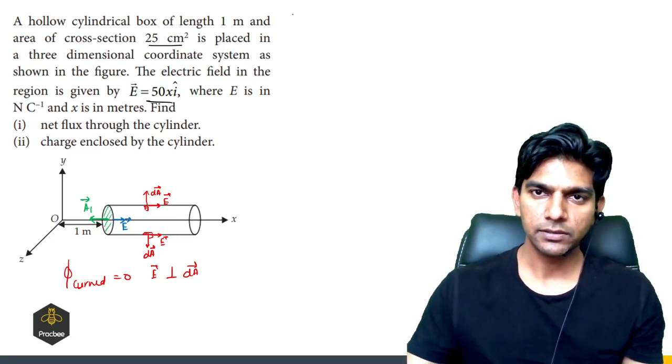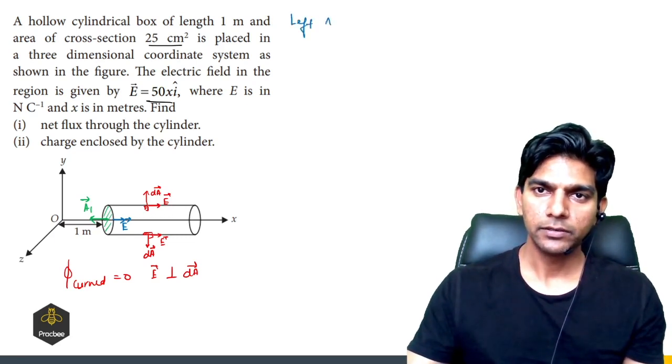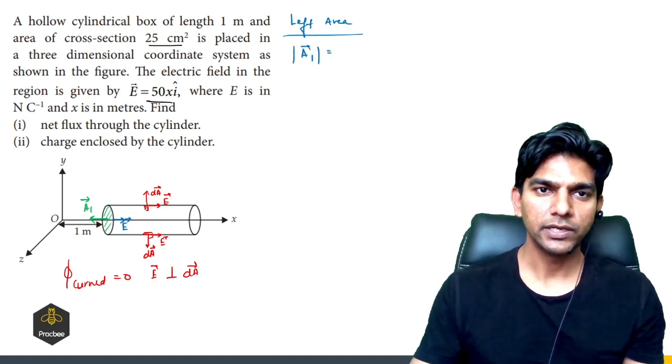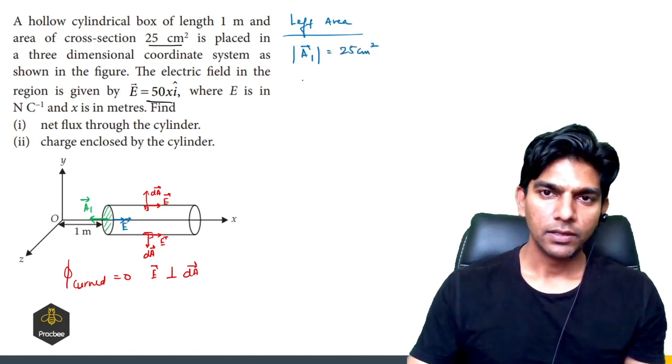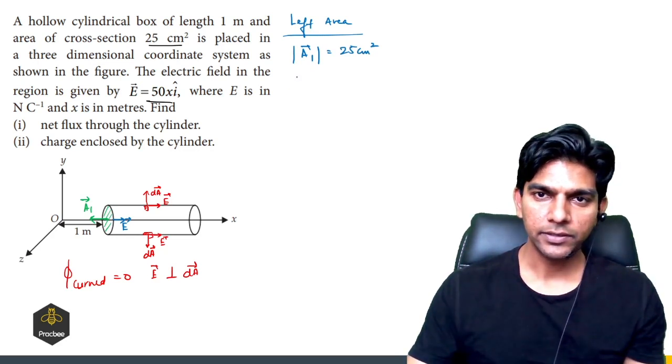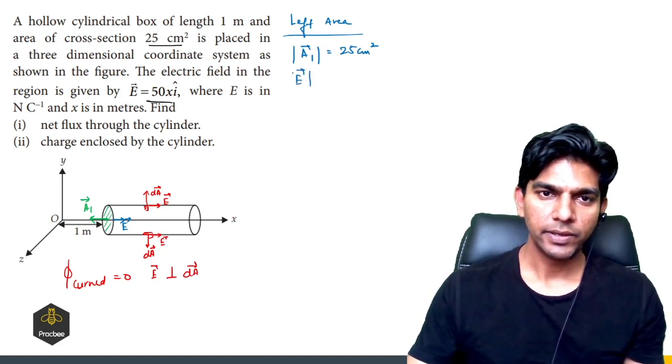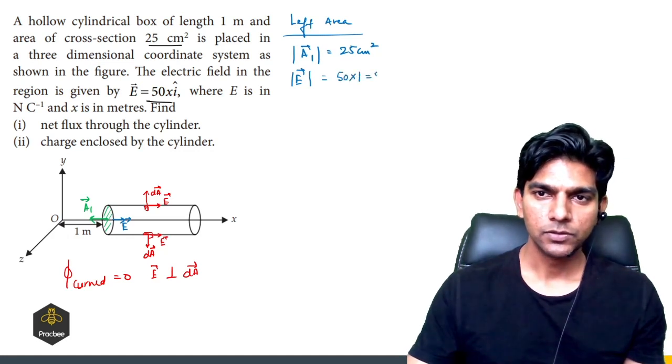So we can say the electric field, if I consider the left area, the area vector, its magnitude will be what? We have a cross sectional area of 25 square centimeter. So this will be 25 square centimeter. And the electric field, its magnitude will be what? It will be 50 times 1, so 50 Newton per Coulomb.